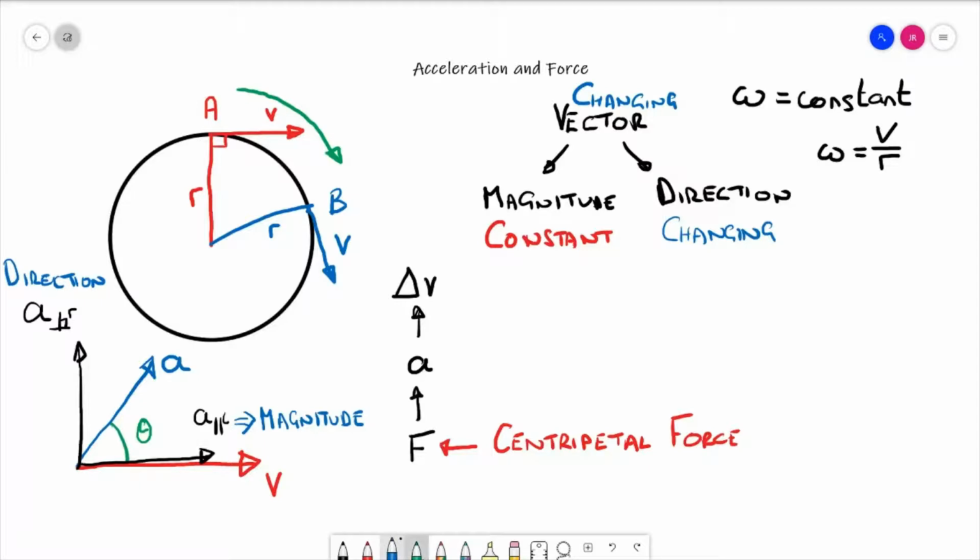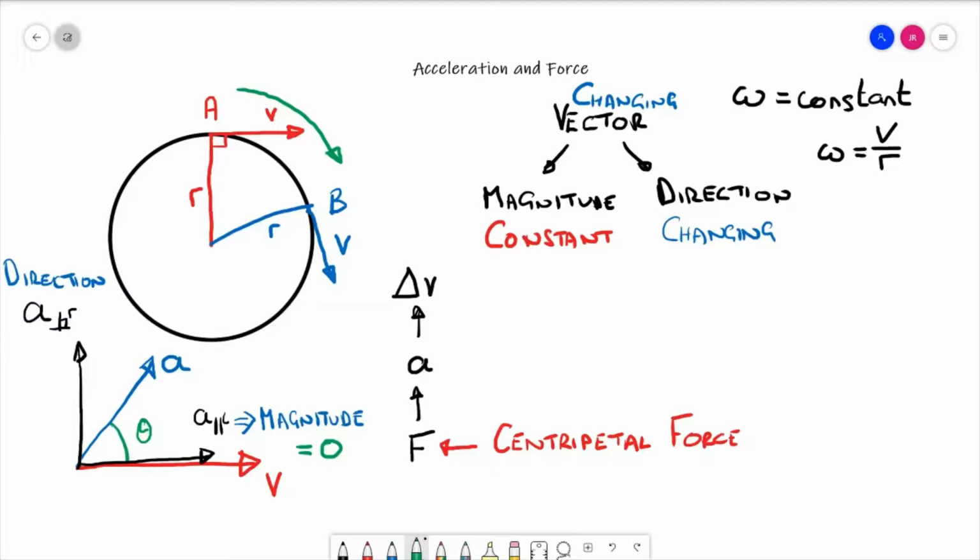The only thing that we can say for certain, the first thing we can say for certain then, is that the magnitude of the parallel component of acceleration has to equal 0. In other words, there is no parallel component of acceleration changing the magnitude of our velocity vector. The only component of acceleration that we can possibly have is the perpendicular component.